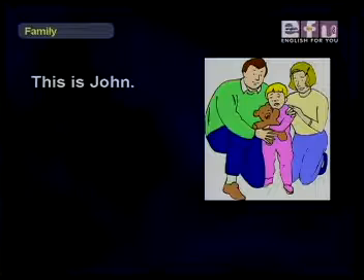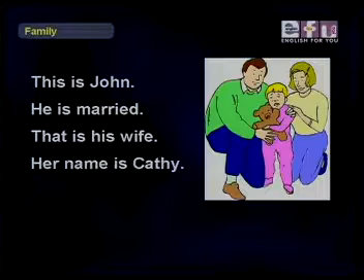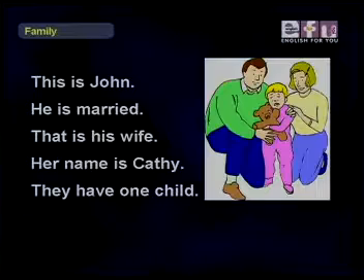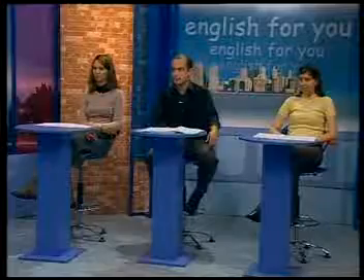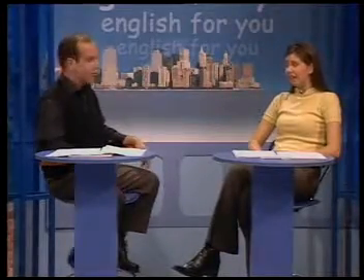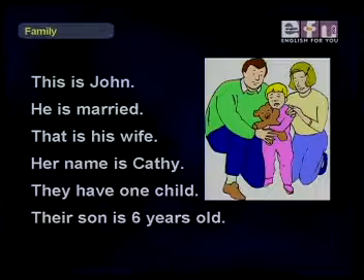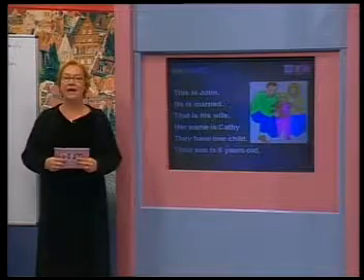Okay, now here is another picture, and here is the information about it. This is John. He is married. That is his wife. Her name is Kathy. They have one child. Their son is 6 years old. Now, again, you make questions and answers. Ali, you ask Isabel. Is John married? Yes, he is. Who is Kathy? She is his wife. How old is their child? Their son is 6 years old. Very good.